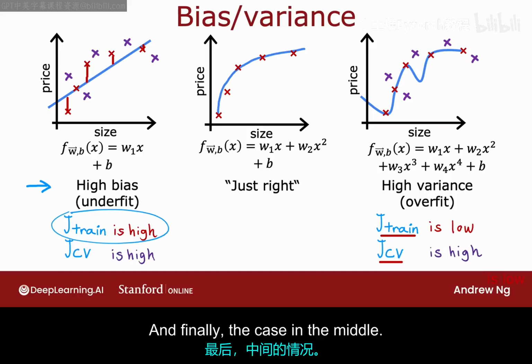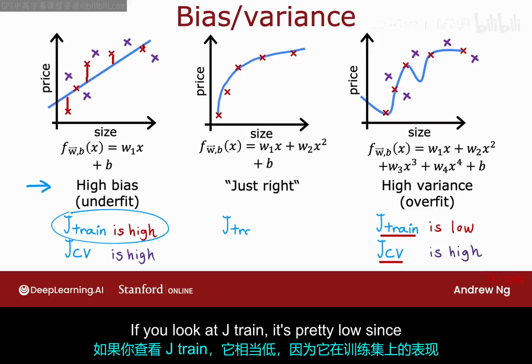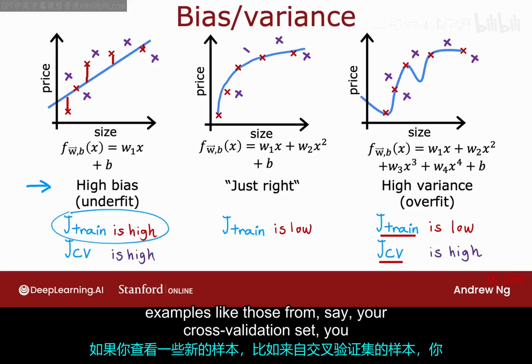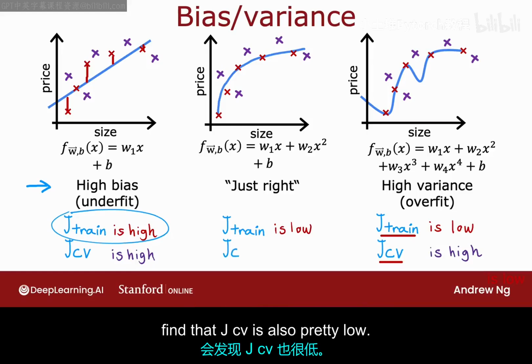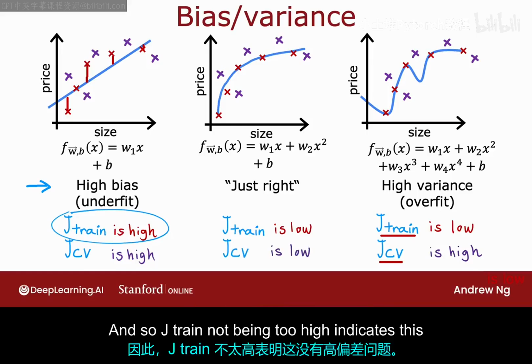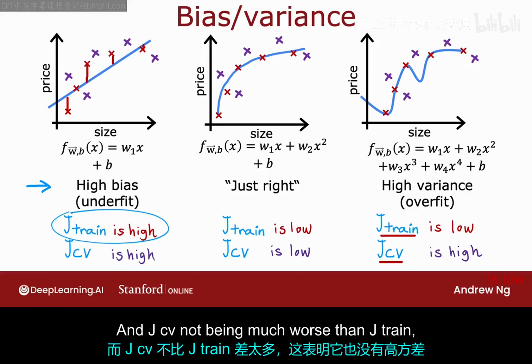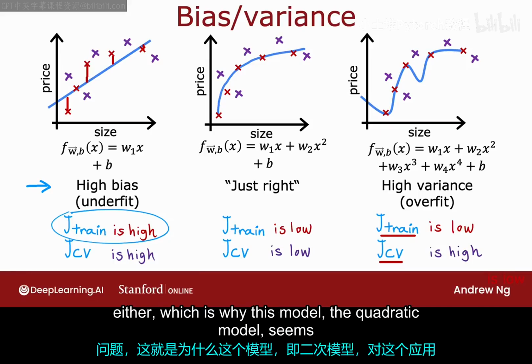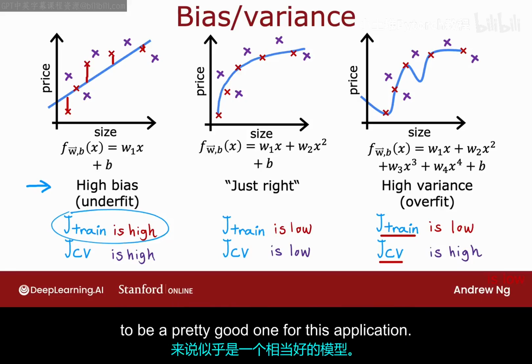And finally, the case in the middle. If you look at JTrain, it's pretty low since it's doing quite well on the training set. And if you were to look at a few new examples like those from, say, your cross-validation set, you find that JCV is also pretty low. And so JTrain not being too high indicates this doesn't have a high bias problem. And JCV not being much worse than JTrain, this indicates that it doesn't have a high variance problem either, which is why this model, the quadratic model, seems to be a pretty good one for this application.